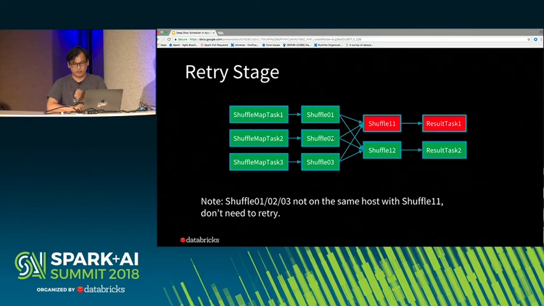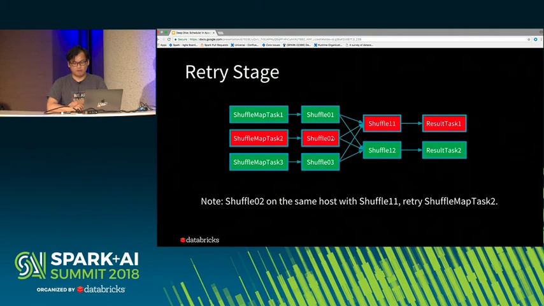And for another example, unfortunately, shuffle 0-2 is on the same host as shuffle 1-1. And the fetch failure of shuffle 1-1 can mean that the host has gone down. So shuffle 0-2 is also lost. And in this case, we have to first retry shuffle map task 2. And after it finishes successfully, we retry result task 1.